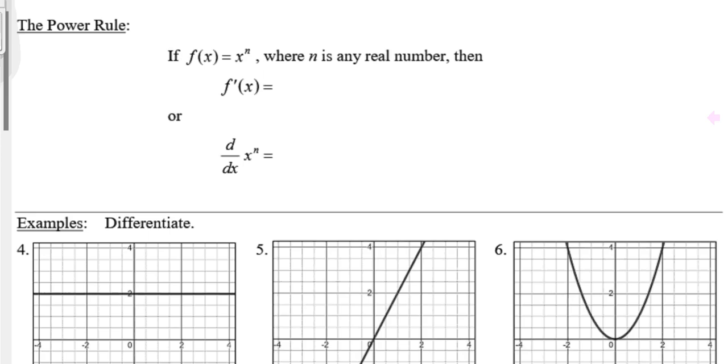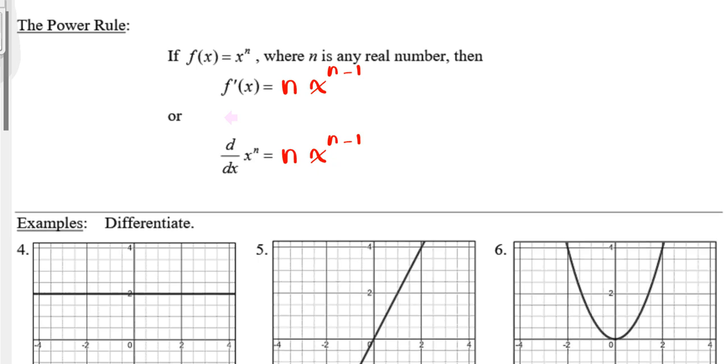If I have a function, f of x, which is equal to x to the exponent n, where n could be any real number. Gentlemen, you're with me? Thank you. Then the derivative, we bring down the exponent, keep the base, subtract 1 from the exponent. So here I've written it with the two notations, with the f prime notation and with the derivative with respect to x notation. So this is a little bit different.